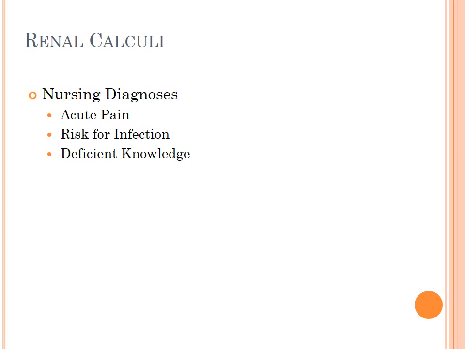For deficient knowledge, it's always what do they know? So if they've had them before, that means maybe that they aren't following the diet to prevent recurrence. If there's a family history, do they know that there's an increased incidence? Sedentary lifestyle can contribute, so evaluate and educate about that influence. Do they have baseline knowledge of treatment, and are they aware of the importance of encouraging fluids?